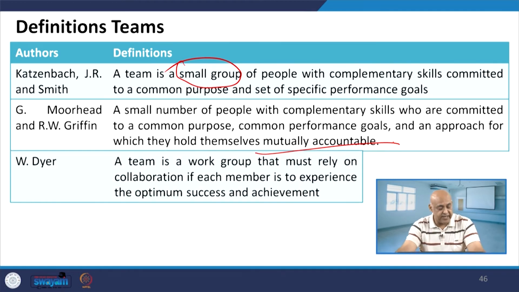So, Dyer has given another definition. It is a work group that must rely on each other. Now, here he is not talking about the size. Here he is talking about a small group, a small number.